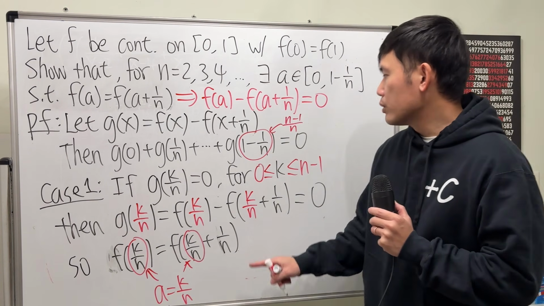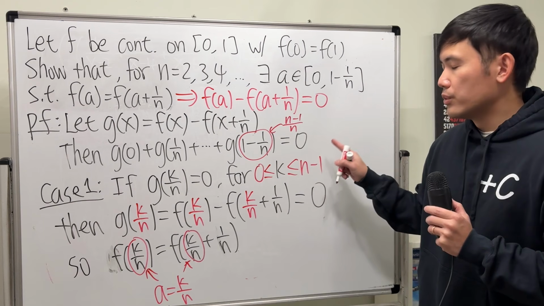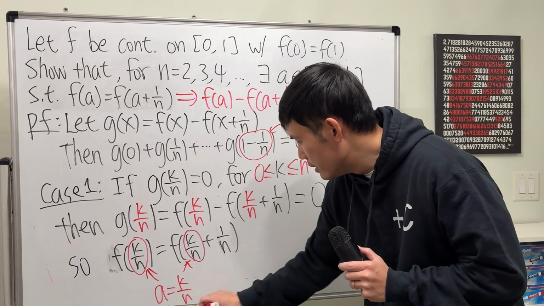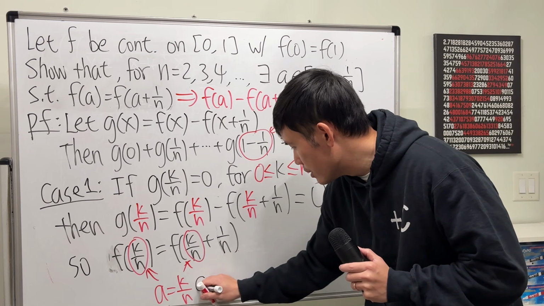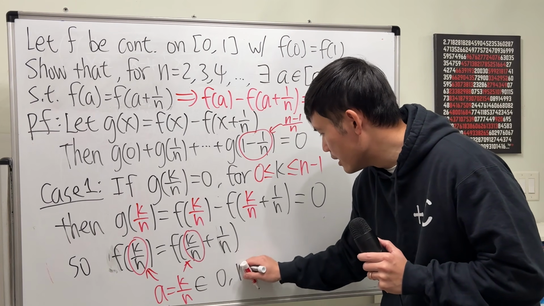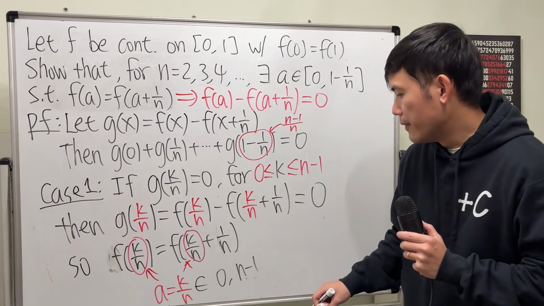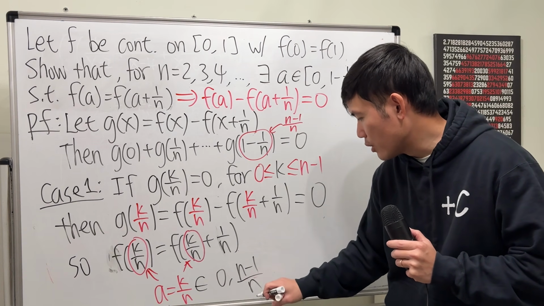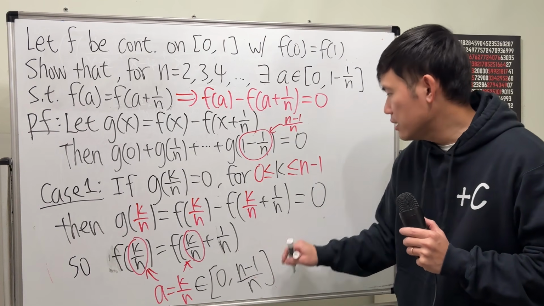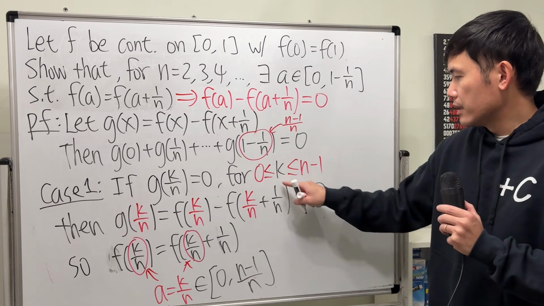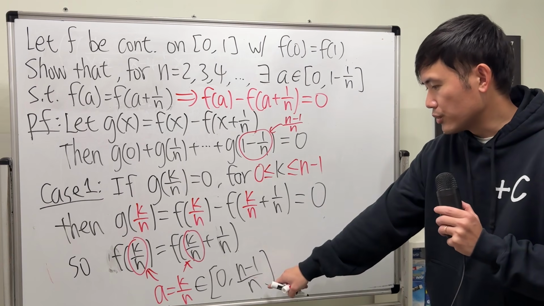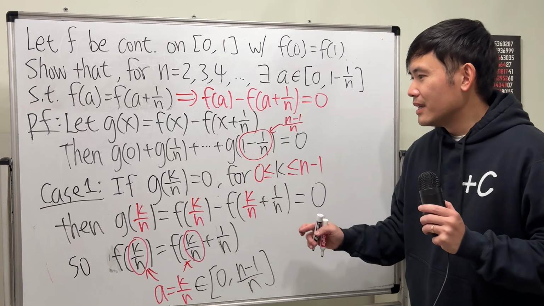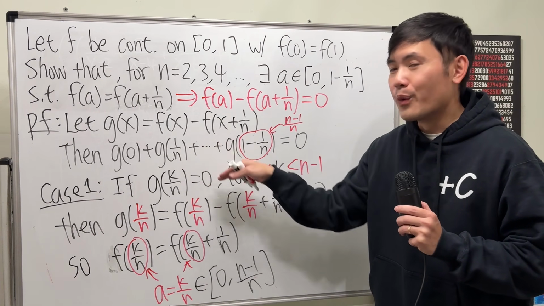And because k goes from 0 to n minus 1 inclusively, this right here must be a number between 0 and n minus 1. And of course, right here I have the over n, so technically I should also put down over n, and closed interval because we have an inclusion here, k over n, right? So divided by n, just like that. And then we are done. And that's just case 1, when we have a 0 somewhere.